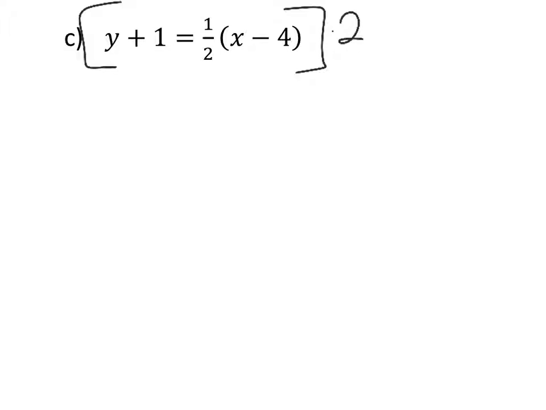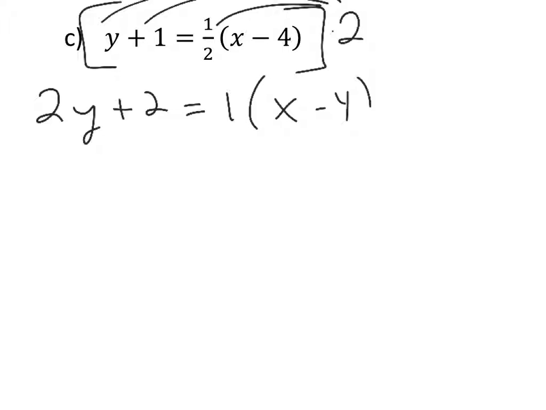If I multiply every single thing by 2, all of this fraction is going to disappear. So when I do that, I get 2y plus 2. It's almost like I'm distributing the 2 to everything. Equals 2 times a half is 1.